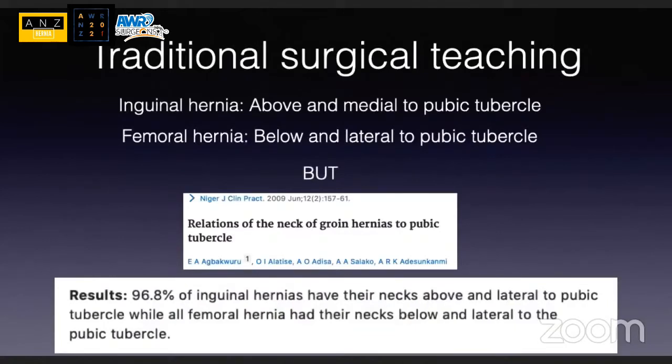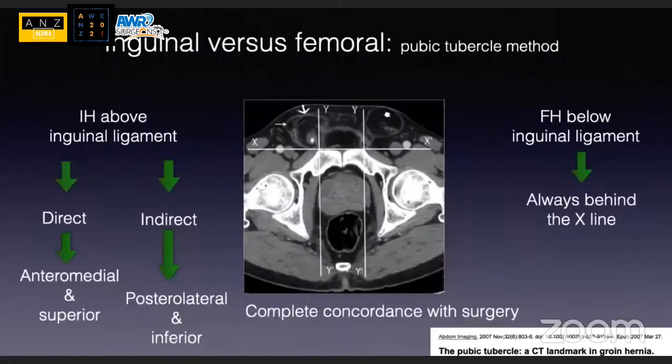For example, this particular paper talks about inguinal hernias, 97% of them have their necks above and lateral to the pubic tubercle. So femoral hernias, of course, have their neck below and lateral. So the only way to distinguish inguinal and femoral is whether they're above or below the pubic tubercle rather than medial or lateral.